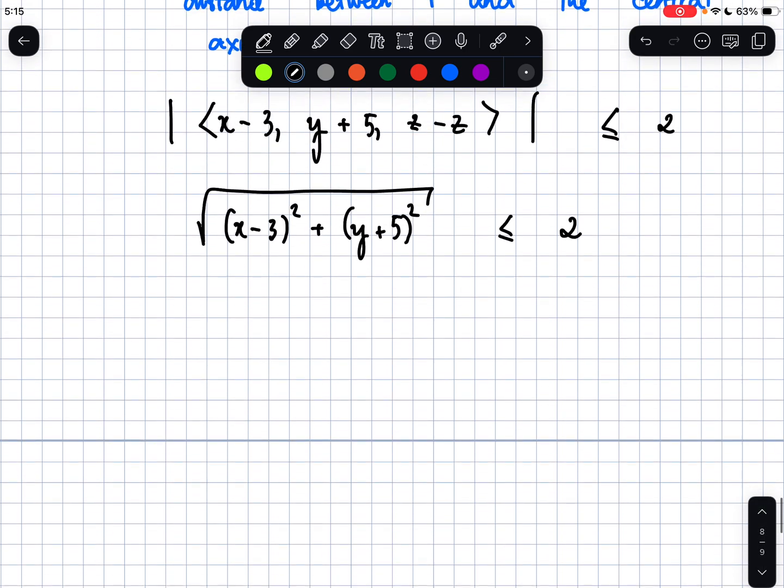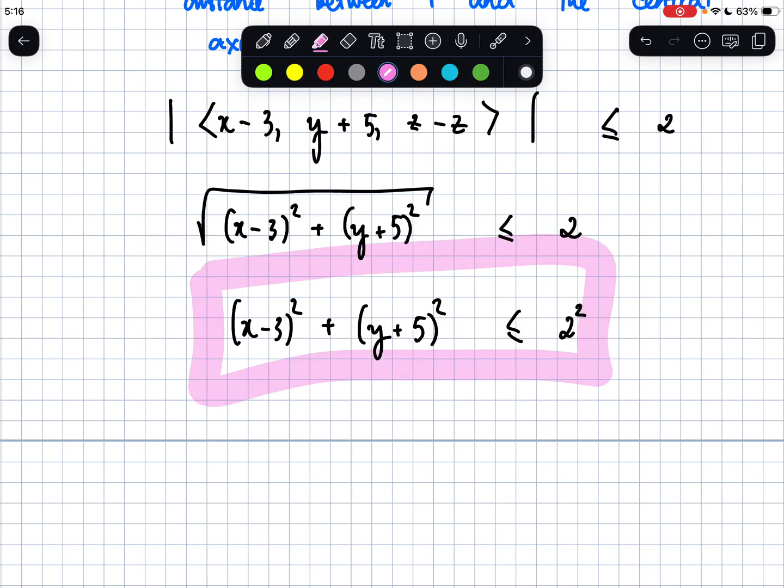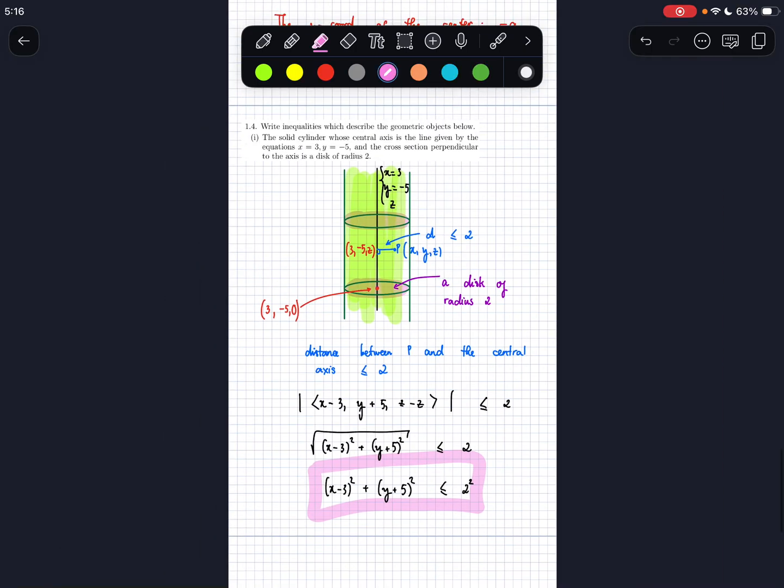So this length is the square root of (x-3) squared plus (y+5) squared plus 0 squared, less than or equal to 2. So this is the equation, or you can write it as (x-3) squared plus (y+5) squared less than or equal to 2 squared. This is the answer. This is the inequality that describes this solid cylinder.